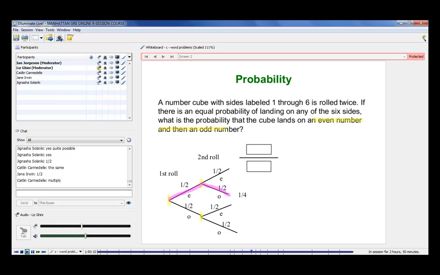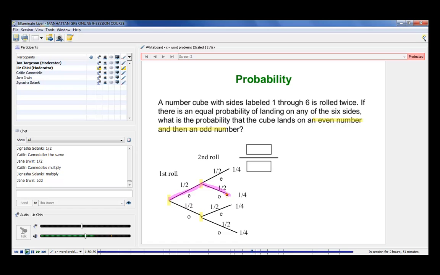But say I asked you for the probability of getting either even-odd or odd-even, and this is for you, Jignasha. What should I do? This, by the way, is also 1/4, and this is 1/4. What is the probability of getting either even-odd or odd-even? I don't multiply there. Here I'm going to add.